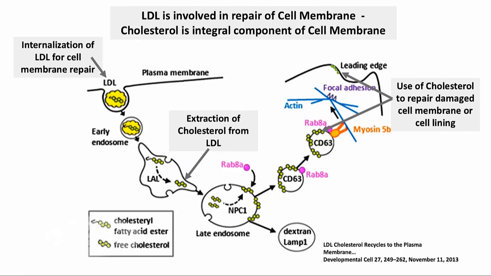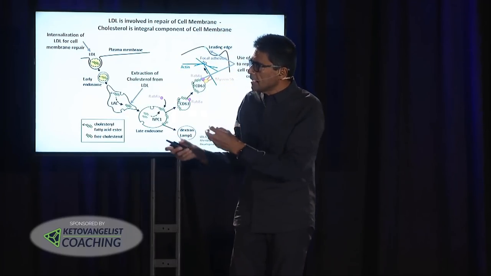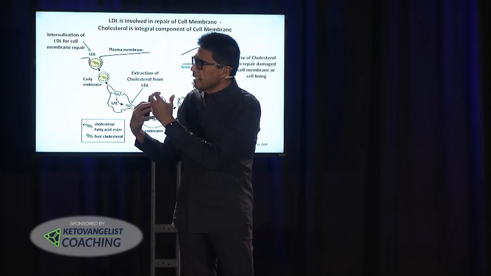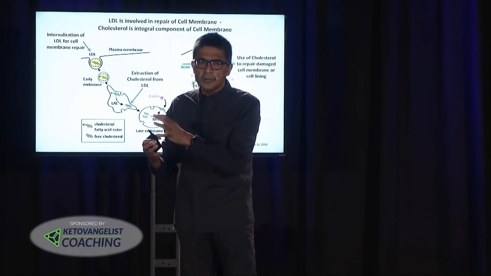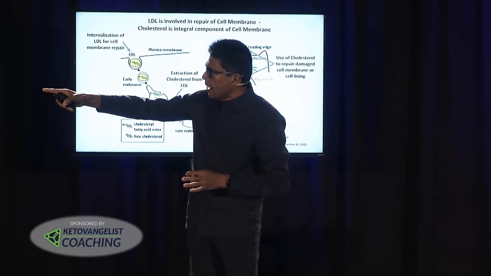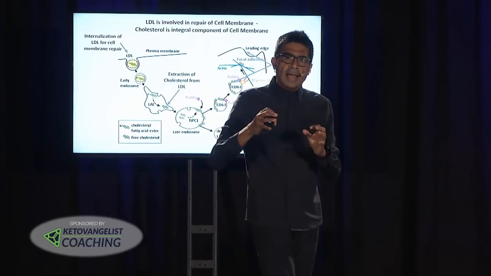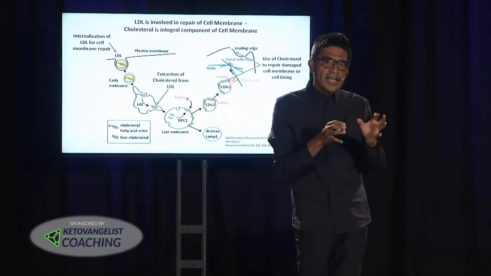So how does it do that? Now, this may look like a complex slide, but it is very straightforward. Out here on the right of the slide, you can see that LDL gets into the cell. It gets into a vesicle inside the cell. And then the cholesterol inside that vesicle is released as free cholesterol, and through a series of amazing engineering steps, you can see that the cholesterol is sent back to the cell membrane, and it creates what are called focal adhesions.